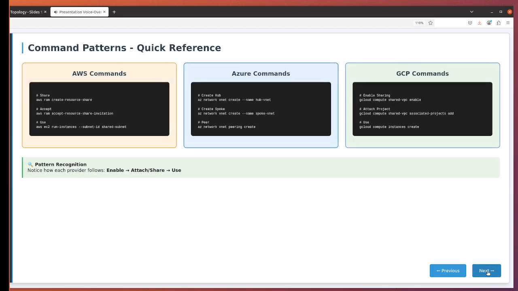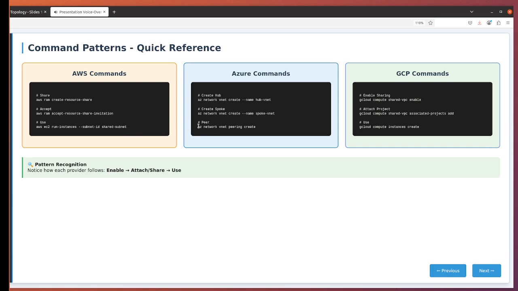Set up commands in process. Let me show you the actual commands you would use for each provider. I always recommend starting with AWS, since it's the most straightforward. For AWS, you use the Resource Access Manager service. The commands are intuitive. Create a resource share, add subnets, and invite accounts.